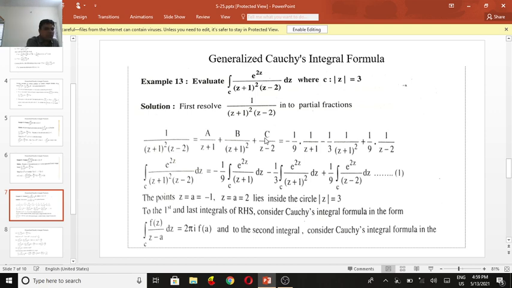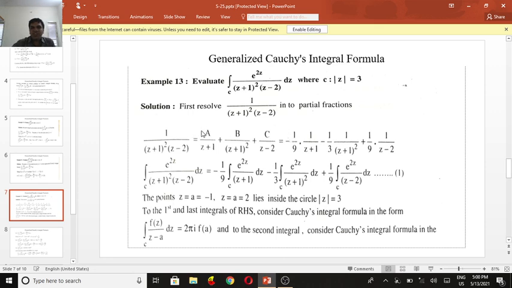Similarly, by substituting, in this way we get the values A equal to minus 1 by 9, B equal to minus 1 by 3, and C equal to 1 by 9. So substituting these, the integral of e power 2z divided by (z plus 1) whole square (z minus 2) dz is the same as the integral of A divided by z plus 1 dz plus the integral of B divided by (z plus 1) whole square dz plus the integral of C divided by z minus 2 dz.